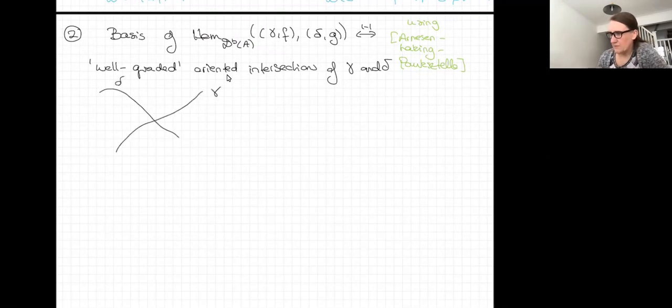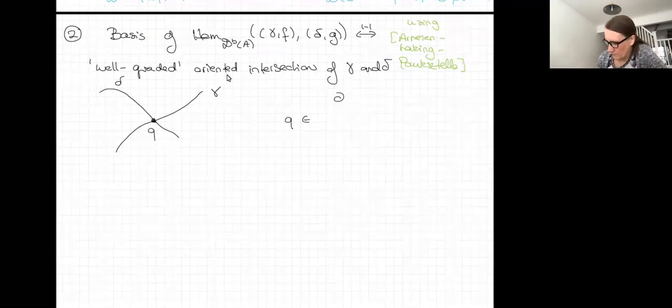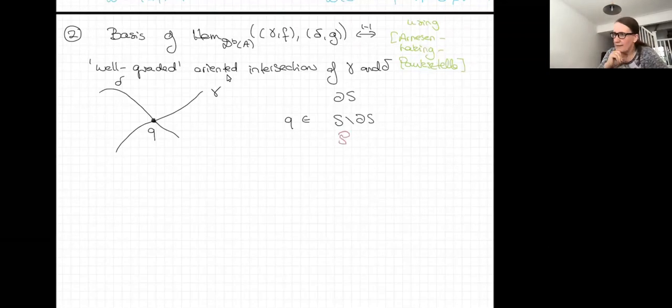Okay, so what is a well-graded intersection? Well, we have our curves gamma and delta, and they might intersect at some point Q. And Q can be on the boundary, it can be in the interior of the surface, or it can also be at a red puncture. Okay, and then we look at the next possible intersection of our curves with the dual ribbon graph. So this is part of this dual ribbon graph, and we call this y and we call this x.